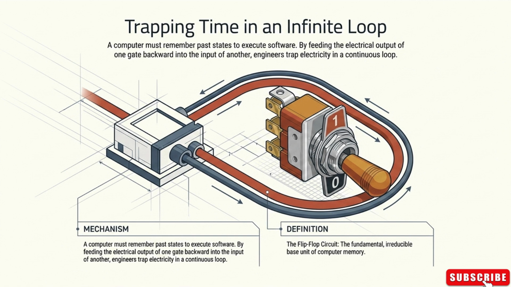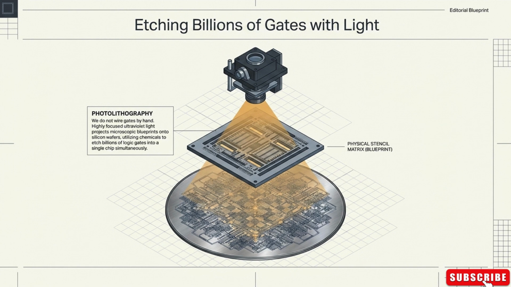I'm trying to visualize this. Taking one looping circuit and building a few bytes in memory makes sense. But modern computers have gigabytes, which means, what, billions of these microscopic flip-flops? Billions, yeah. So how is that physically manufactured? We aren't building these by hand.